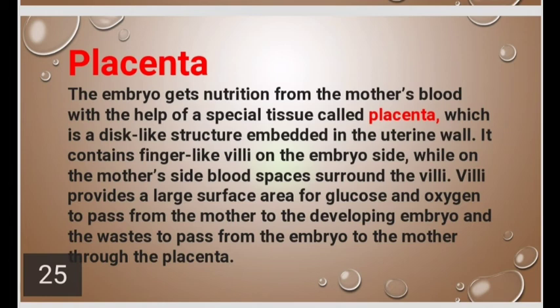Placenta. The embryo gets nutrition from the mother's blood with the help of a special tissue called the placenta, which is a disc-like structure embedded in the uterine wall. It contains finger-like villi on the embryo side, while on the mother's side, there are blood spaces around the villi. Villi provide a large surface area for glucose and oxygen to pass from the mother to the developing embryo and the waste to pass from the embryo to the mother through the placenta.